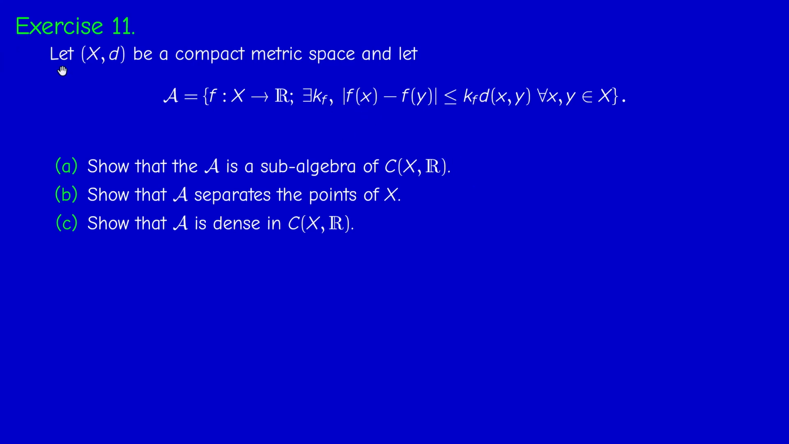Okay, here, the nature of X is very general. It's not necessarily an interval or a subset. It can be anything. Okay, so of course, Lipschitz continuous functions are better than just continuous functions. Okay, why is it a subalgebra? We have to prove that calligraphic A is stable under addition, multiplication, and multiplication by scalars.